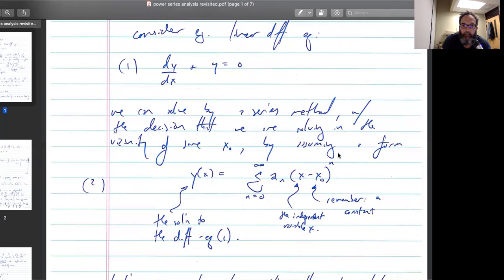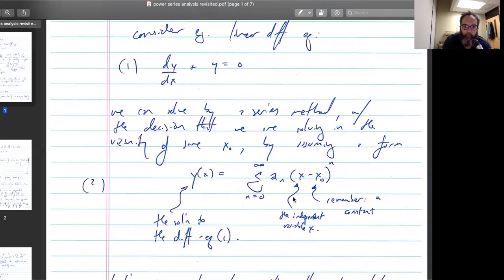And we're going to do so by assuming that the equation that solves this thing, y of x, has a functional form. y of x, the solution to the differential equation, is equal to the sum of an infinite series, a sub n, these are coefficients, we don't know what they are, they're just some constant, times this quantity x minus x naught to the nth power.